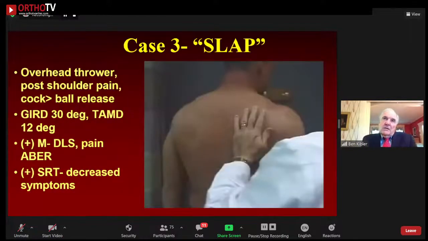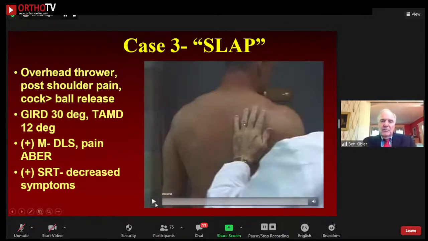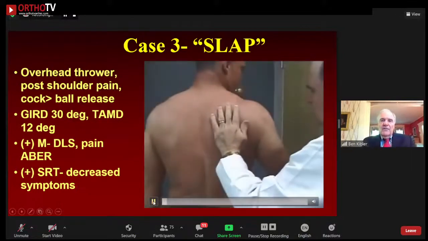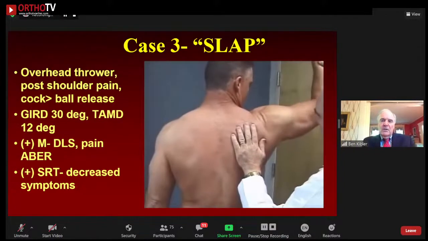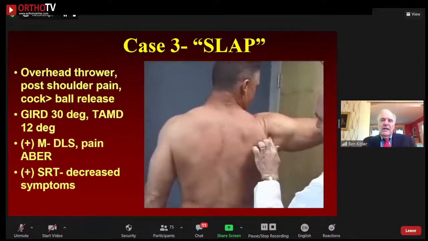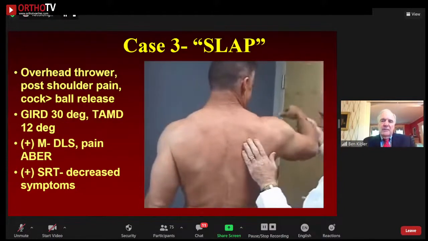Let's talk about throwers, patients who have labral injuries. We know the labrum sits on the glenoid and the glenoid sits on the scapula. So sometimes we can actually change those symptoms as well. This is a baseball thrower who has all the findings of a labral pathology. He has what's called a positive dynamic labral shear test. He hurts right in the back, right on the posterior joint line.